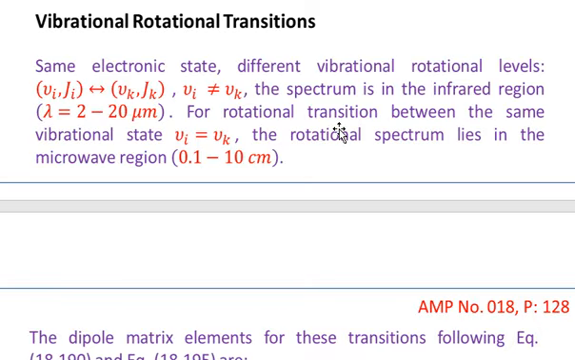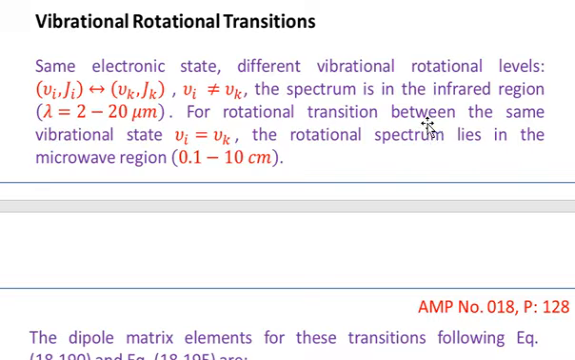For vibrational transitions, here you consider two different vibrational levels and the transition between them. One vibrational level is Vi, the other vibrational level is Vk. Vi is the higher vibrational quantum number, and Vk is the lower vibrational quantum number. The transition between these two vibrational quantum numbers of the same electronic state will give you lambda in the range of 2 to 20 micron.